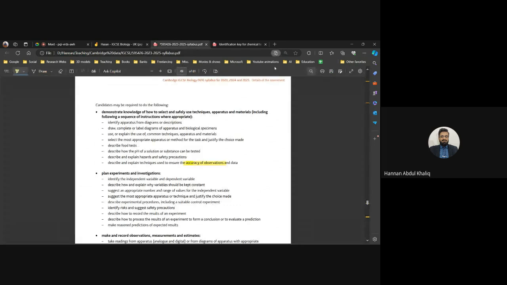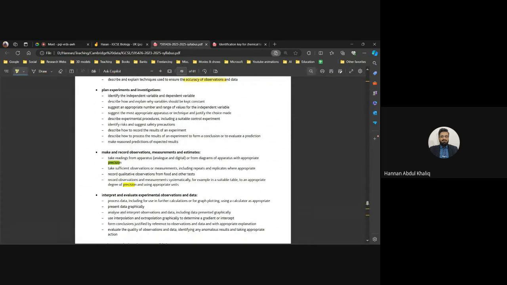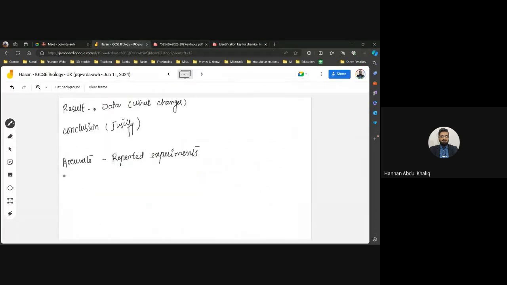Then comes precision. Taking reading from apparatus. Precision is always related to how you would be observing the readings, like observing or using the apparatus. That is called precision.